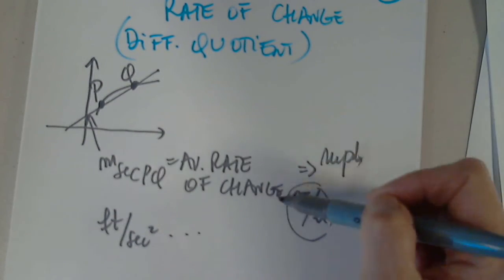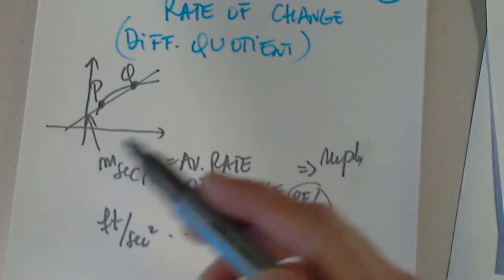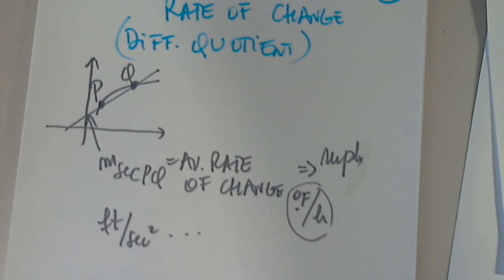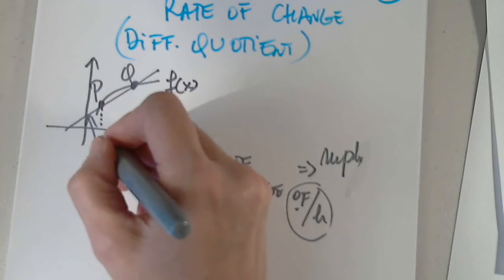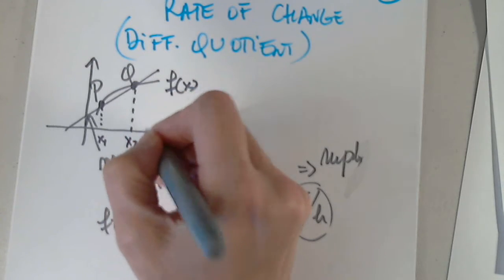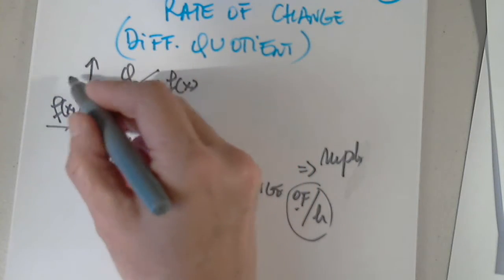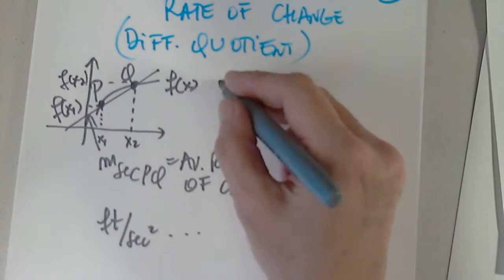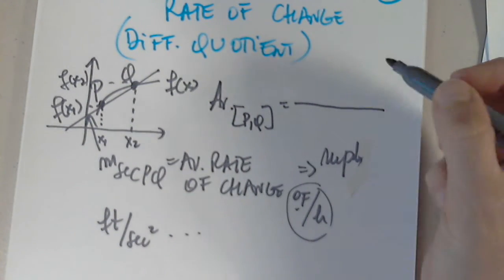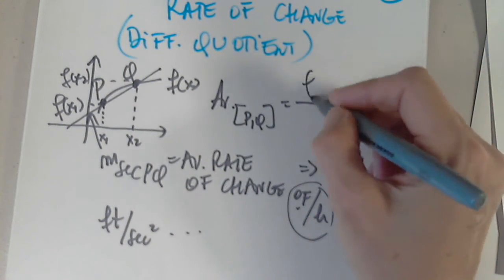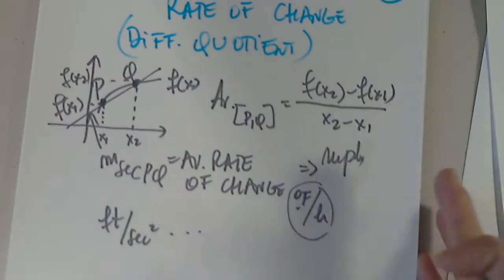So please remember the average rate of change, or a rate of change, has to have 2 measurement units, one coming from the numerator, one coming from the denominator. So this is function f of x, and this is x1, and this is x2. Of course, we know that this is f of x1, and we know that this is f of x2. So what is the average rate between P and Q? We've used this already a long time ago. f of x2 minus f of x1 over x2 minus x1.